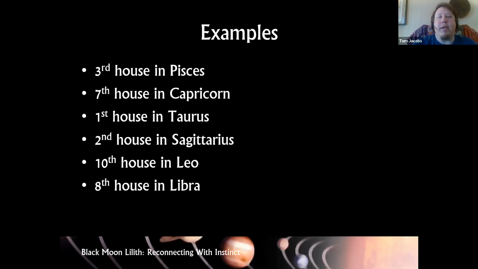Some examples, I just picked six different ones randomly to give you a sense of it. Since I'm not doing a lot of chart work here, I'm not taking your questions because this is pre-recorded. Third house in Pisces: again, houses and signs are not the same. The third house is about information in and out, education and communication, right? Perception. Pisces is the need to do those things in a flowing, surrendered way.